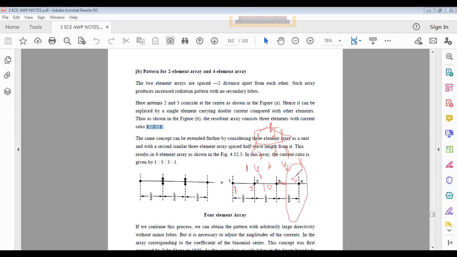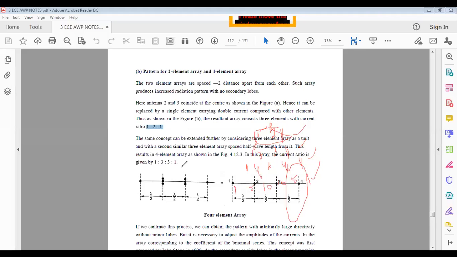Again 1. See here: 1 1; 2 1 1; 3 3 1; 1 4 6 4 1; 1 5 10 10 5 1. See here, when the number of antenna elements increases, then the resultant excitation amplitudes, these are the current excitation amplitude coefficients when we use a binomial array to get the highest directivity or to suppress side lobes. And these are the current excitation levels we are using to excite the point sources in order to obtain higher directivity.